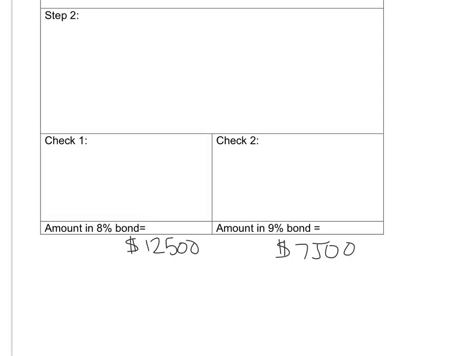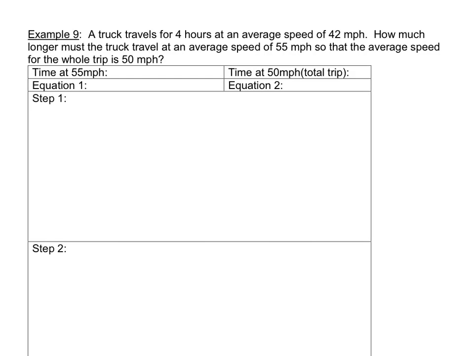Let's look at some more word problems. We got 3 more to go. Alright, so it says a truck travels 4 hours at an average speed of 42 miles per hour. How much longer must the truck travel at 55 miles per hour so that the average speed for the whole trip is 50 miles per hour? Okay, so here's the thing. Remember, distance equals rate times time.